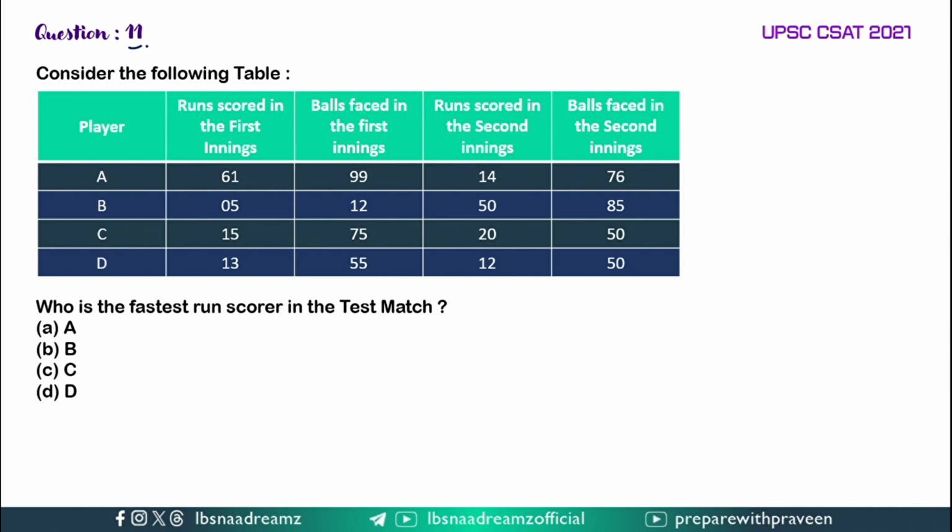Question 11. Consider the following table. So they have given the table and they are asking you to find the fastest run scorer in the test match. So there are 4 players, A, B, C and D. They have given runs scored in the first innings, balls faced in the first innings, runs scored in the second innings and balls faced in the second innings. Now let us calculate this. To find the fastest run scorer, we have to find their total runs and the number of balls faced.